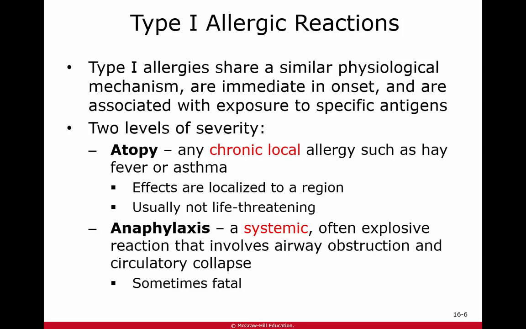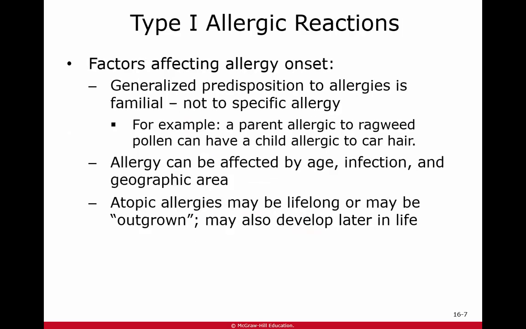The more severe level is anaphylaxis. This one is a systemic response, so more than just one area of your body. It can affect large regions of your body, large different systems entirely. It's often explosive, and it typically involves airway obstruction. Anaphylaxis is typically what's going to cause the throat to start to close, circulatory collapse, and in some cases it becomes fatal. So those are your two severities.